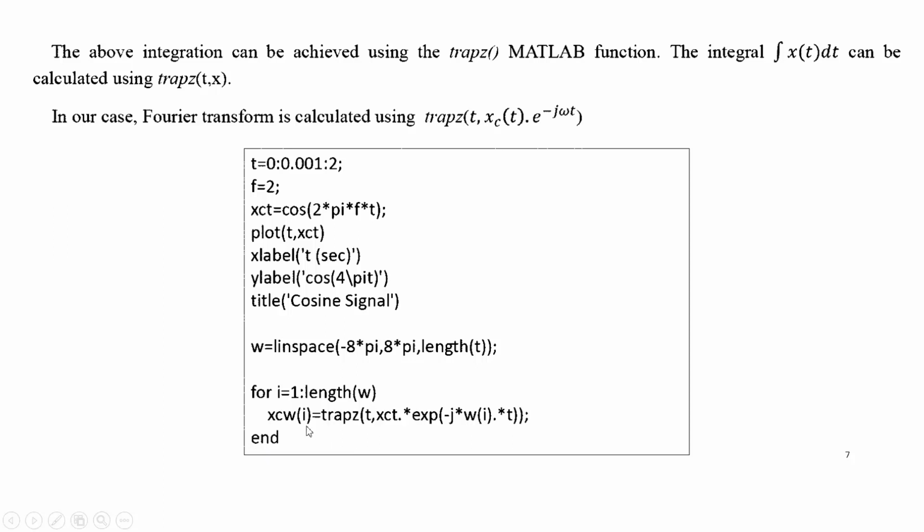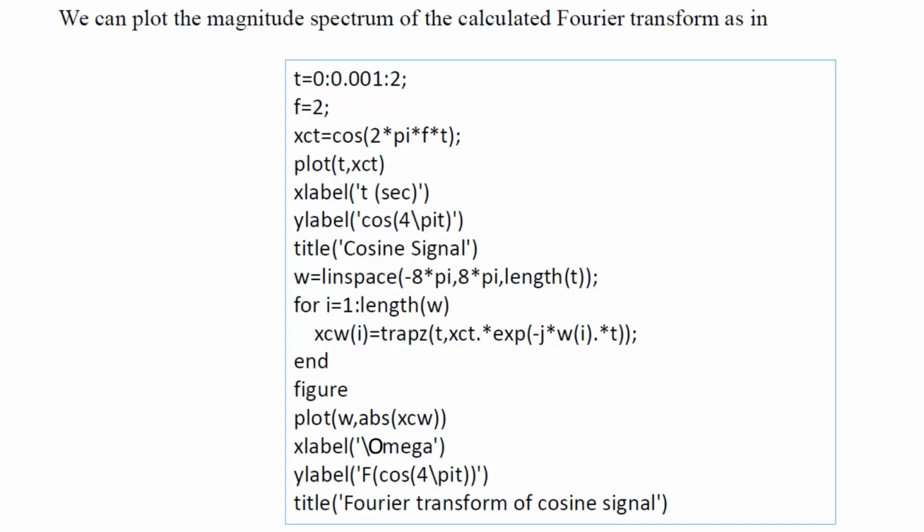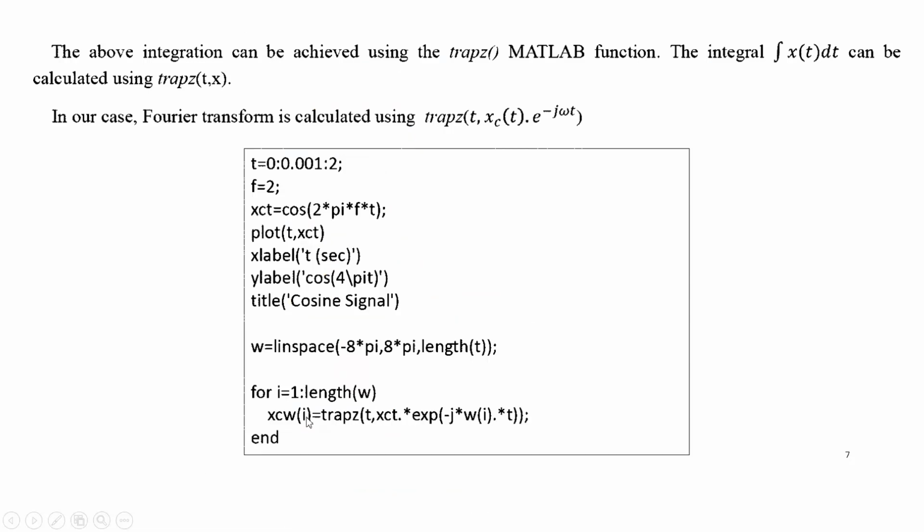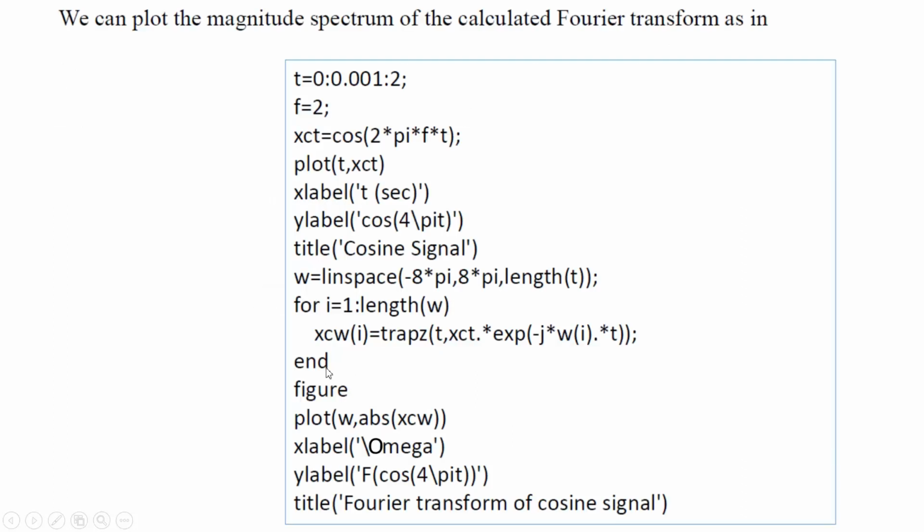And this for loop will actually calculate the values, and we will end the loop here, right? Because we have taken a variable here, i, that means xcw will give us the table of values corresponding to each step. So that is up to the end. Now if we want to plot the values, this is the first figure generated, now we generate another figure and plot the absolute, the magnitude response of this Fourier transform.